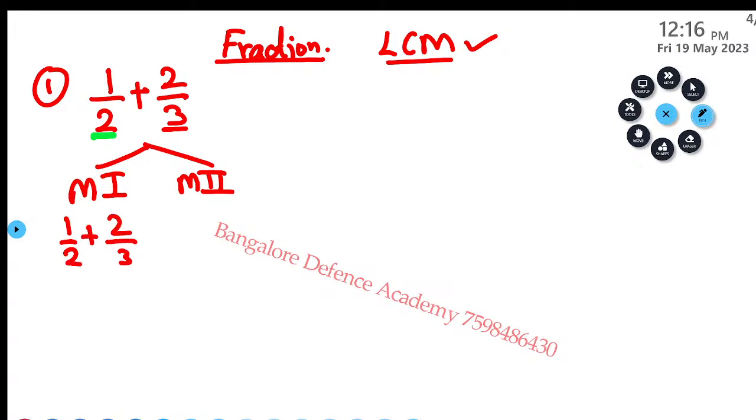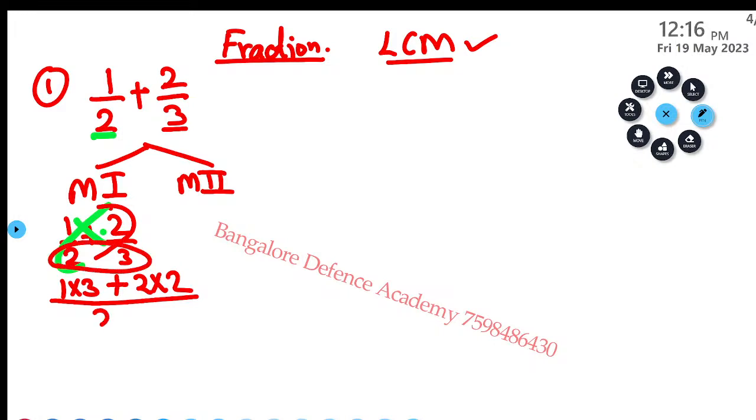Method 1, I am going to cross multiply. Okay, so 1 into 3, I will write like this, 1 into 3, then we have a plus here, and then you have 2 into 2, that means 2 into 2 whole divided by, now here down you have 2 into 3, so write like this, 2 into 3. Now what is the answer of 1 into 3? It gives me 3. What is the answer of 2 into 2? It gives me 4, and 2 3s are 6. So 4 plus 3 is 7, 7 by 6.